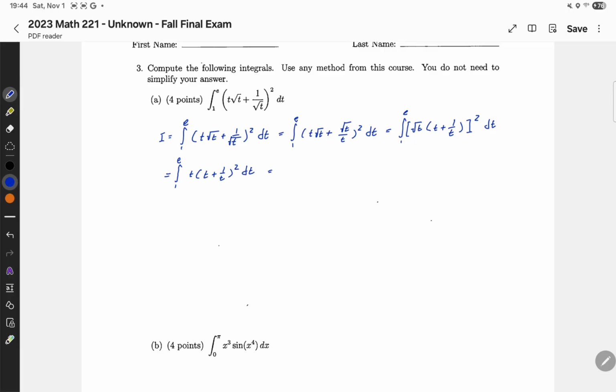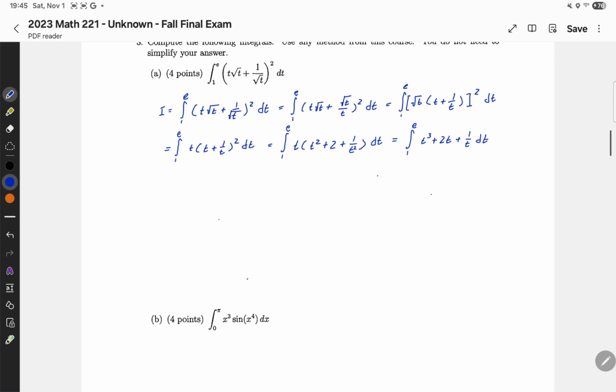Let's simplify, or expand, I suppose. This is equal to the integral from 1 to e of t times, we're going to get t squared. t times 1 over t is 1. And since we have two of those, that's going to be a 2, plus 1 over t squared. Feel free, of course, to do this fully on your scratch paper. And then this is, of course, times dt. This should be t squared, sorry. Now we can integrate from 1 to e. And if we distribute this t, we get t cubed plus 2t plus 1 over t.